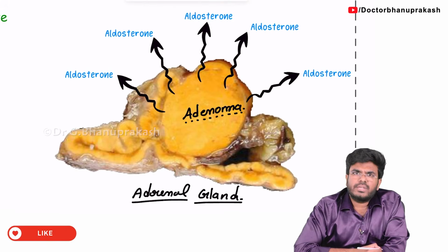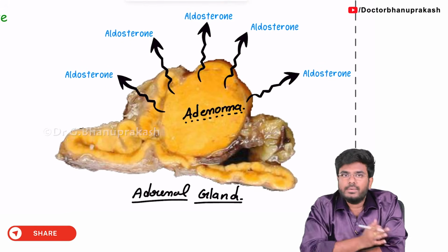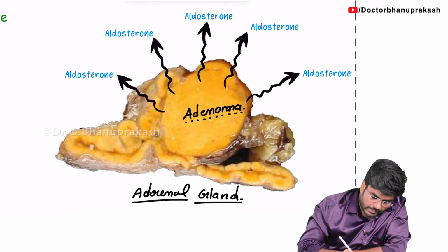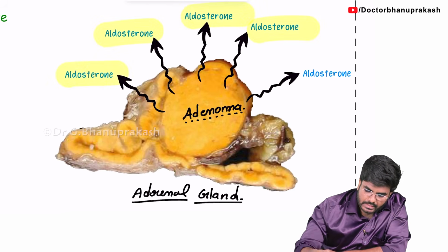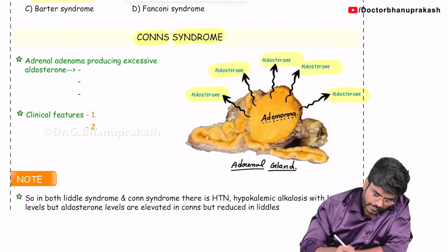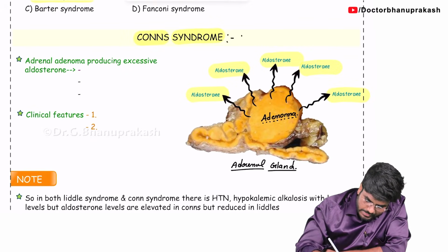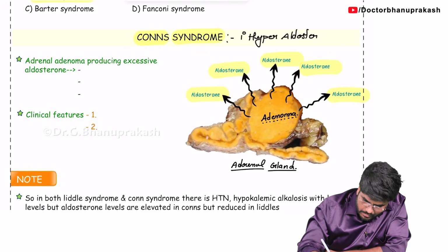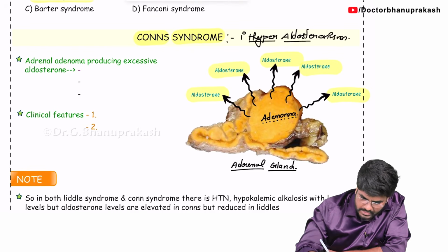What is this tumor doing? It's a benign tumor, but 24/7 it is releasing aldosterone. It is releasing an excessive amount of aldosterone into the blood. So can I call this condition primary hyperaldosteronism? Conn syndrome is an example of primary hyperaldosteronism. Primary hyperaldosteronism means there is more aldosterone.